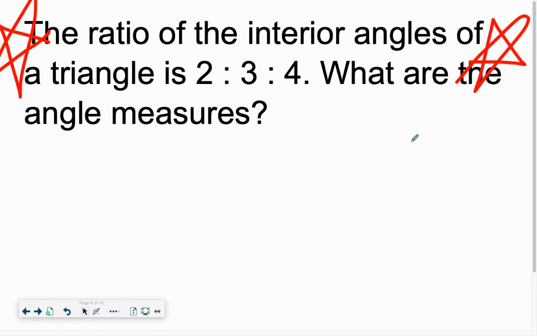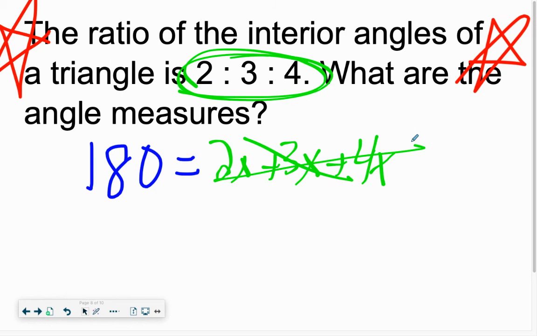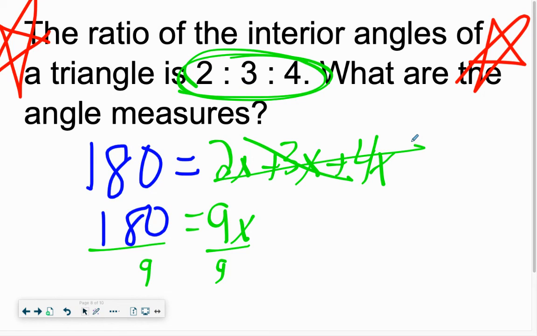Save yourself some time. Because we're dealing with the inside, everybody say inside. They all add up to 180 degrees. We don't know what they are, but we know that ratio, so give each of those numbers a variable. 2x plus 3x plus 4x. Or again, on our standardized test, just add up those numbers, 2 and 3 and 4. Get 9x equals 180. Divide by 9. Woohoo! And x equals 20.